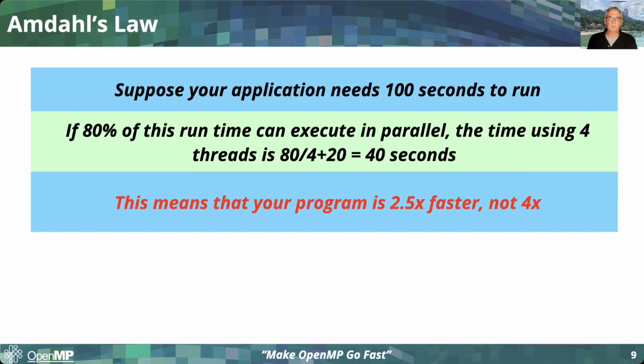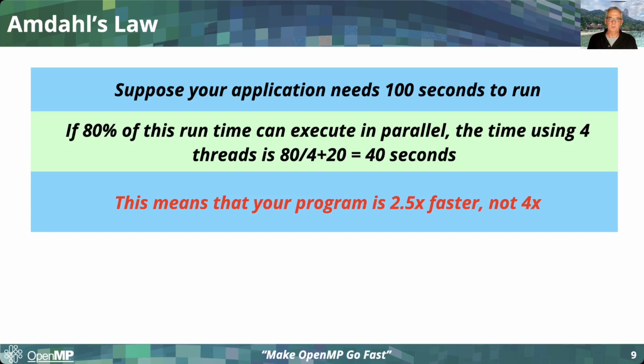Another big one, a really big one, is Amdahl's law. And I want to show that by way of an example. Let's say your application needs 100 seconds to run, and 80% of that runtime can be parallelized. So that means 80 seconds out of the 100 can be executed in parallel. So when I use 4 threads, that means 80 over 4 is the time for that parallel part, and 20 seconds left because I didn't parallelize that. So the total time comes out to be 40 seconds. That means the total speed up of the program is 2.5x, which is really great, but it's not 4.